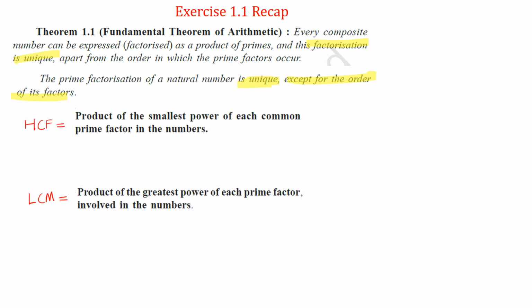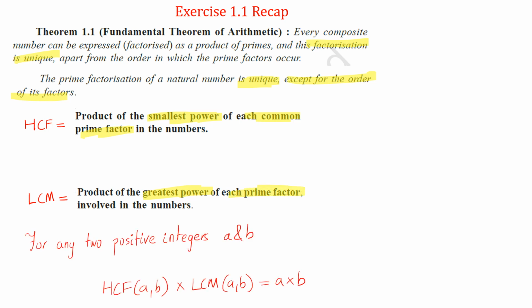We also learned the definitions of HCF and LCM. HCF is the product of the smallest power of each common prime factor. LCM is the product of the greatest power of each prime factor. And for any two positive integers a and b, the product of the numbers is equal to the product of their HCF and LCM.